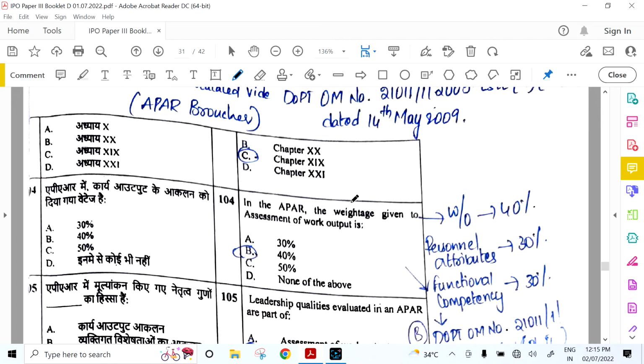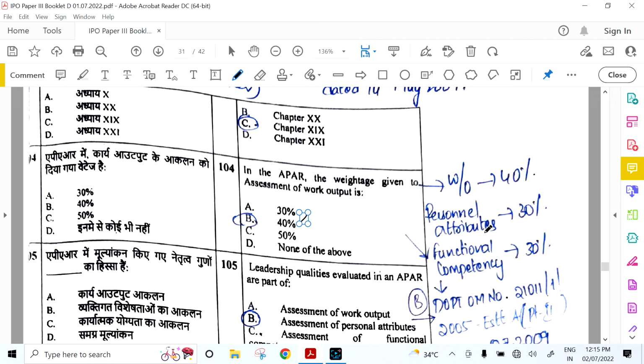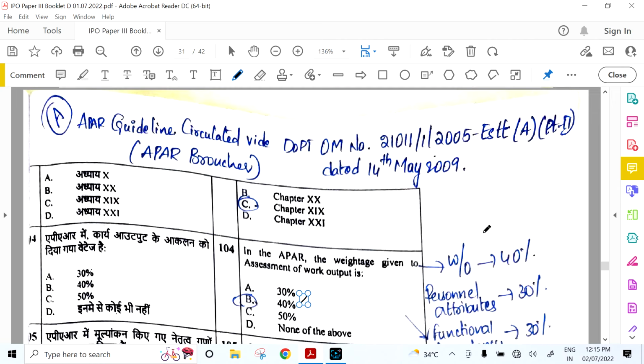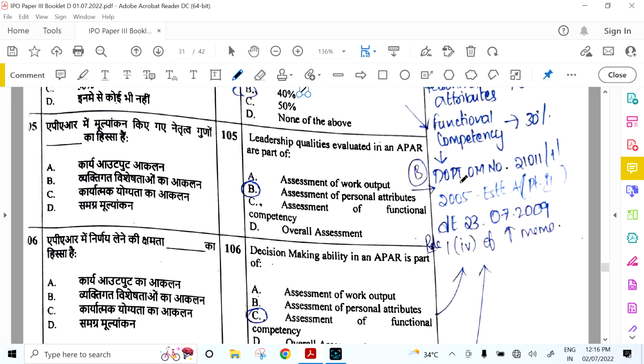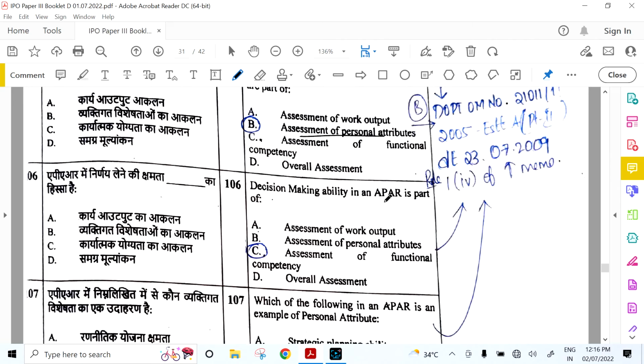In APAR, the weightage given to assessment of work output is 40%. Personal attributes 30%, functional competency 30%. APAR guidelines circulated by the DOPT OM number 21011/1/2005 Estt. A Part 2. This is the APAR brochure released on 14 May 2009. Leadership qualities evaluated in APAR is a part of assessment of personal attributes. Next one, decision making ability in APAR is a part of assessment of functional competency.